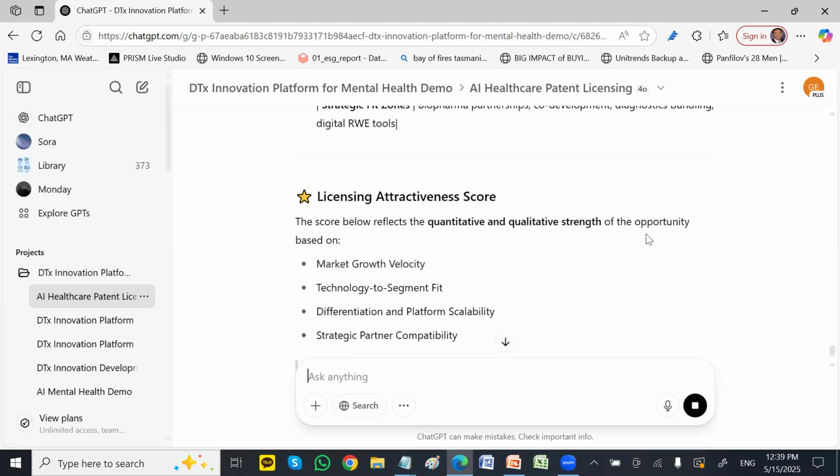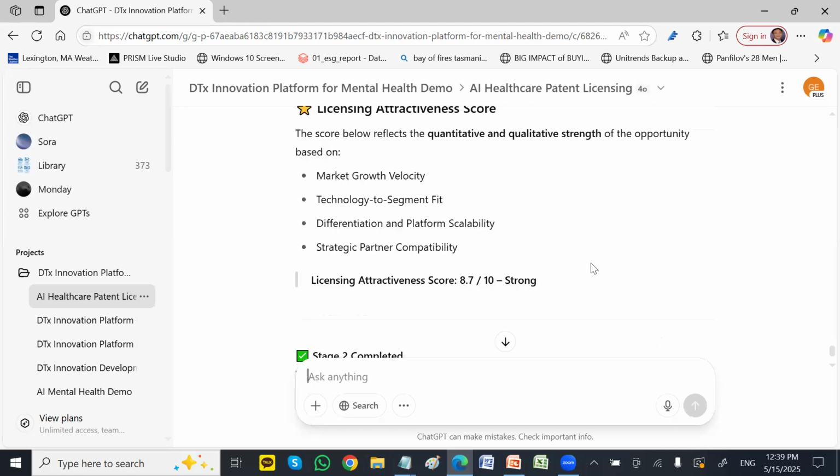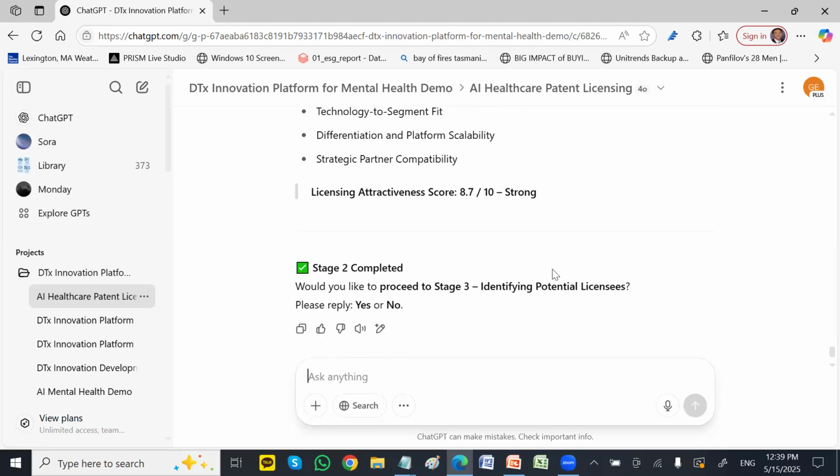So it gives you a licensing attractiveness score. It's the quantitative and qualitative strength of the opportunity, like out of 10, 8.7 is very strong. And then, based on this opportunity, they want to find out who might be interested in this kind of innovation. So go to the next stage.